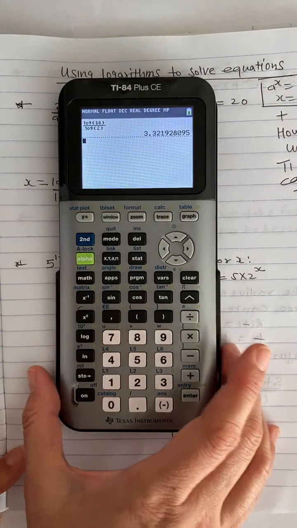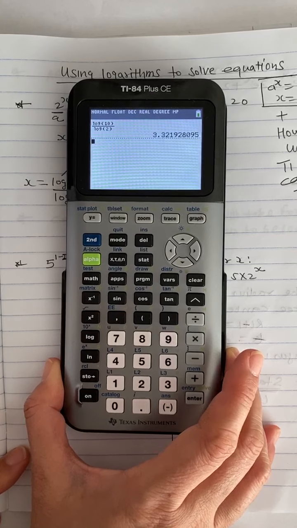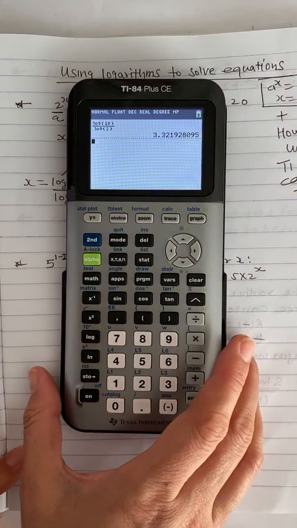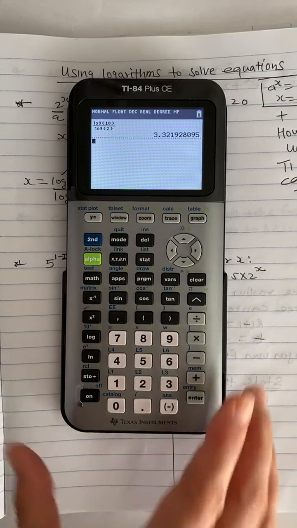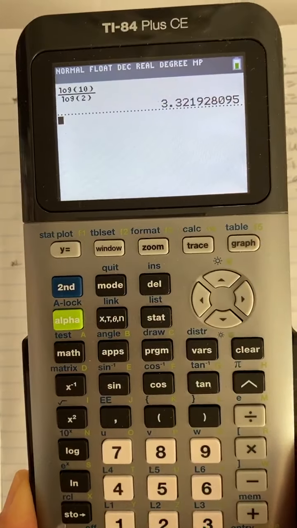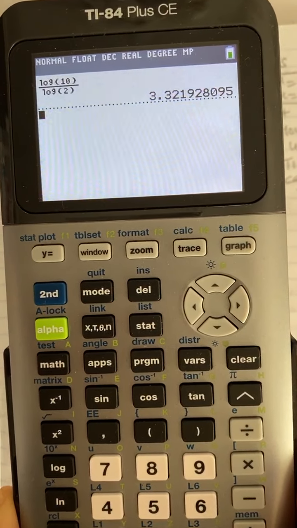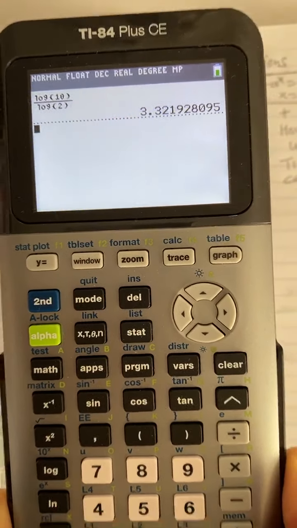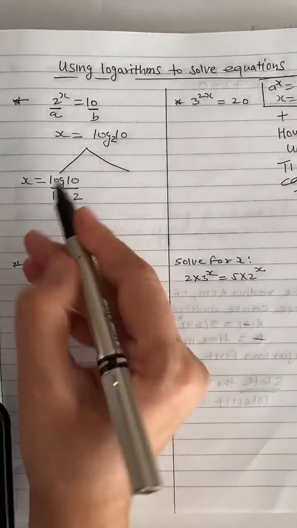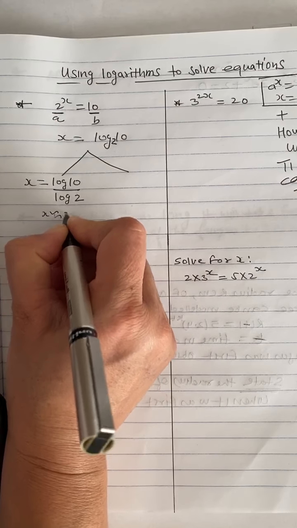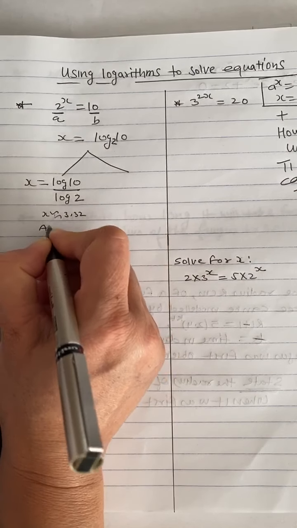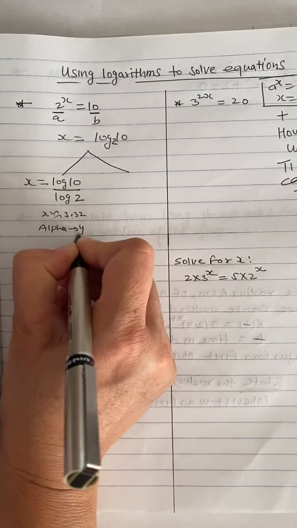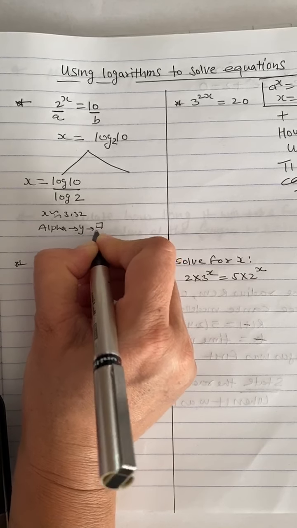In case you have an old calculator and you may not have the next feature which I'm about to show, then you can use log 10 and divide by log 2, which, if we round it to 3 significant figures, is approximately 3.32. So this is one way of doing it. x is approximately 3.32. You go to alpha and press on y, and then you enter the fraction here.